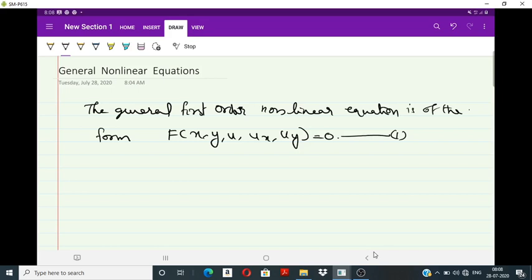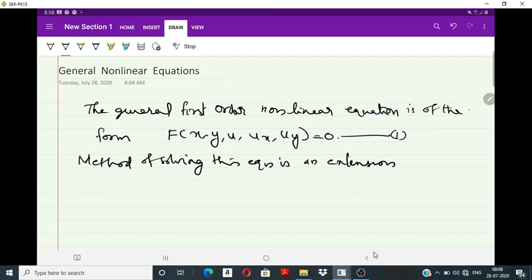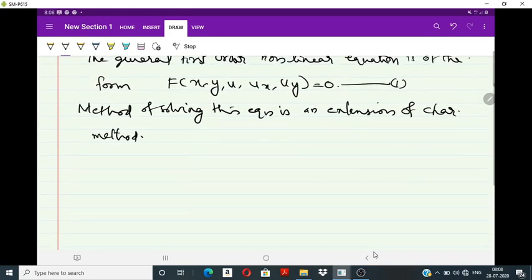Today we are going to discuss a method for solving this first order nonlinear PDE. The method is actually an extension of the characteristic method. So the method of solving this equation is an extension of the characteristic method. We know the characteristic method we can apply only for initial value problems.